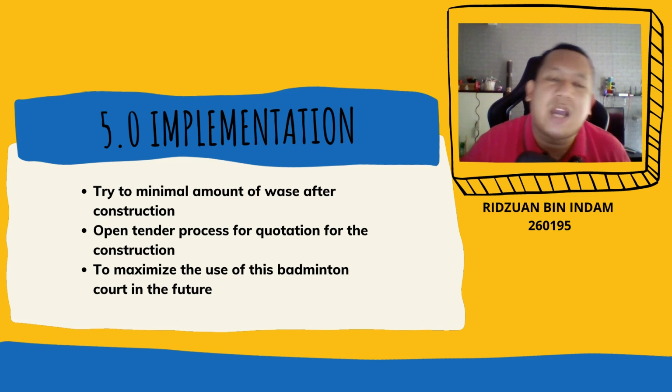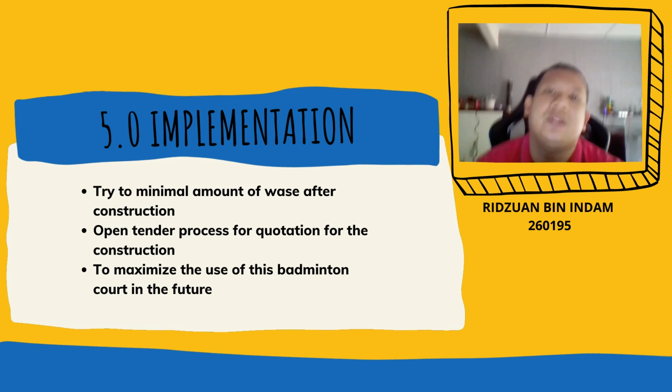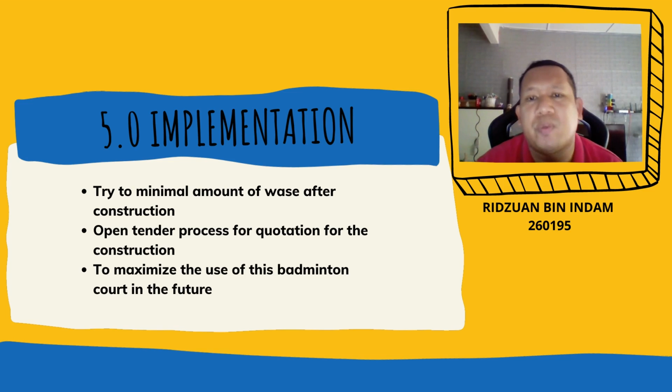So I will describe the implementation of the proposal to build a badminton court. The implementation methods of the proposal for the construction of a badminton court are very important, so that the badminton court that will be built can be used as much as possible, so that there is no waste after the badminton court is built. This includes waste in terms of area and resources, and most importantly, wastage of money can be avoided.